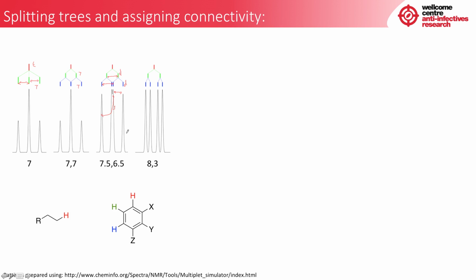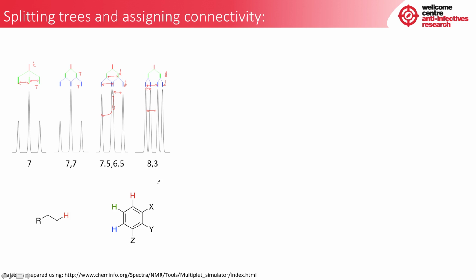We then move around to another signal. This could be the red or the blue. We have a large ortho coupling and a small meta coupling. Here is our small meta coupling. And again, we don't need to look for center points. We can measure the gap here, which is the same as that gap there. This gives us our larger coupling of 8 Hz.